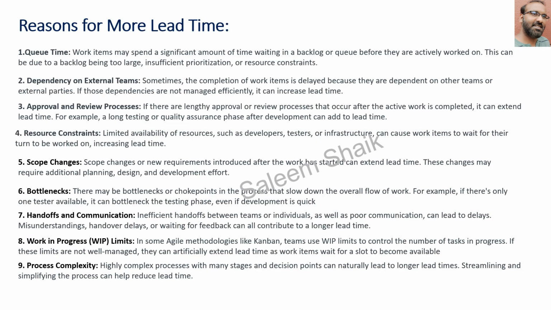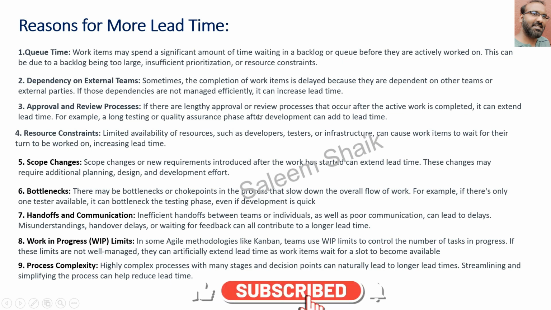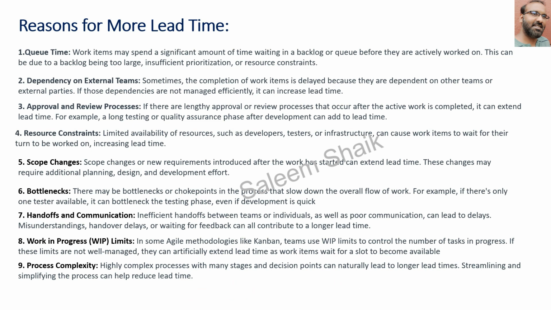What are the reasons for this more lead time? Because the summation of all the cycle times is always less than the lead time. The reason for it is queue time. Work items may spend a significant amount of time waiting in a backlog or a queue before they are actually worked on. This can be due to a backlog being too large, or insufficient prioritization, or resource constraints. So the ticket has not been picked.